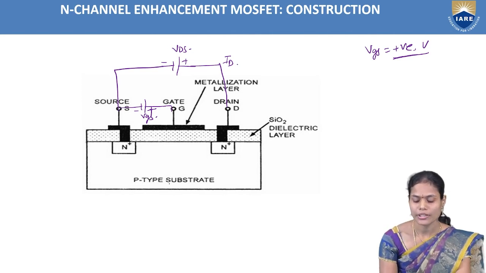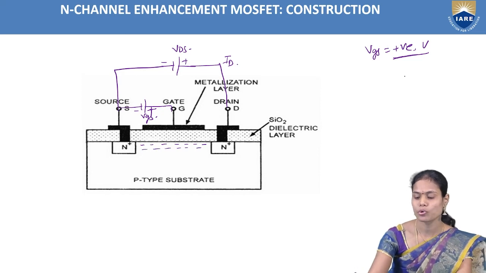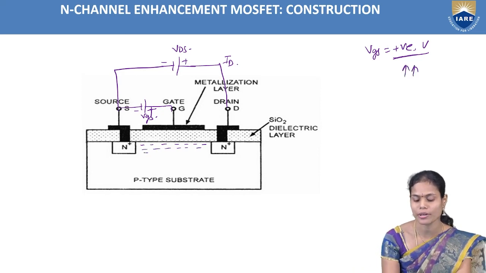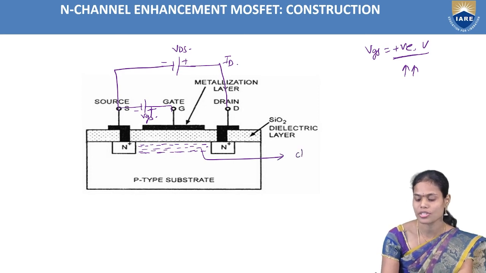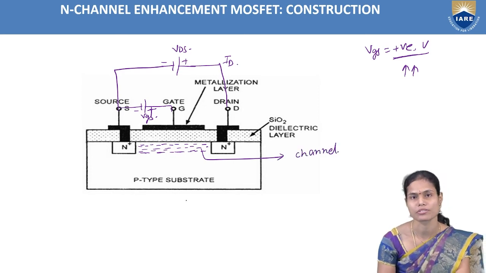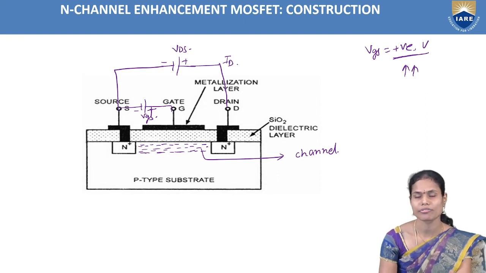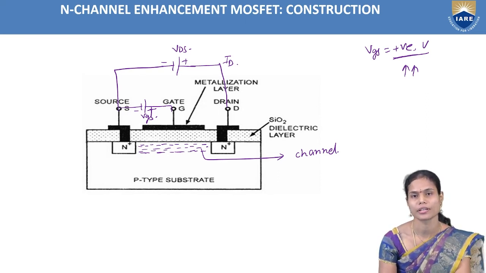Okay. In the P type of substrate, the electrons are the minority carriers. Because of this positive polarity, the electrons are attracted towards the gate terminal here. So if we increase more and more VGS voltage, more number of electrons are formed near the gate or between the source and drain terminals. So this formation of electrons only we can call as the channel in the case of enhancement MOSFET. So here the channel is nothing but movement of electrons between the source and drain terminals.